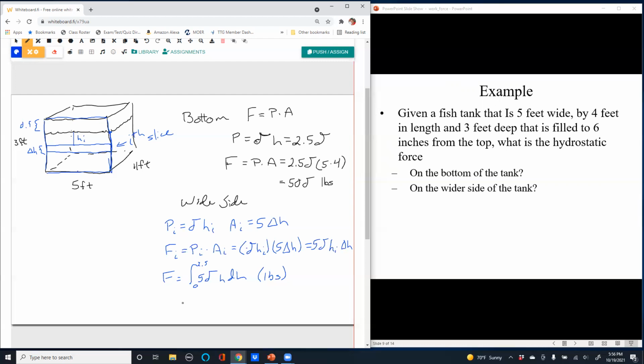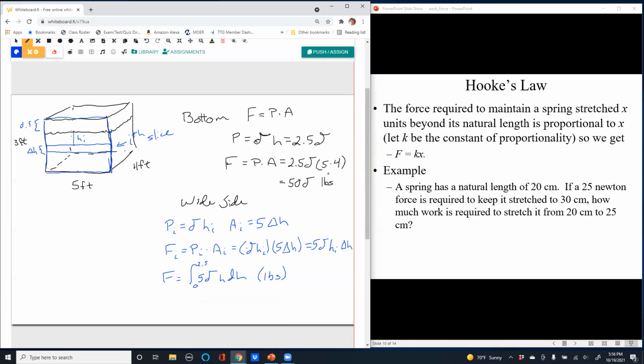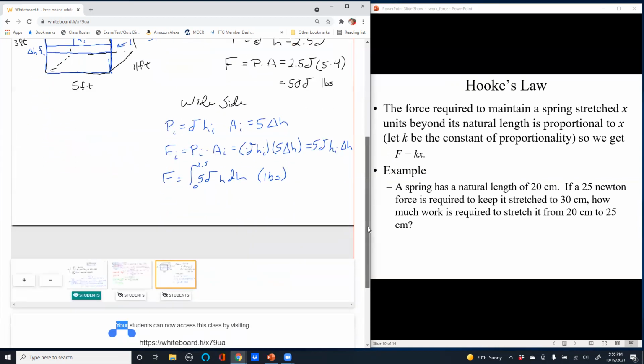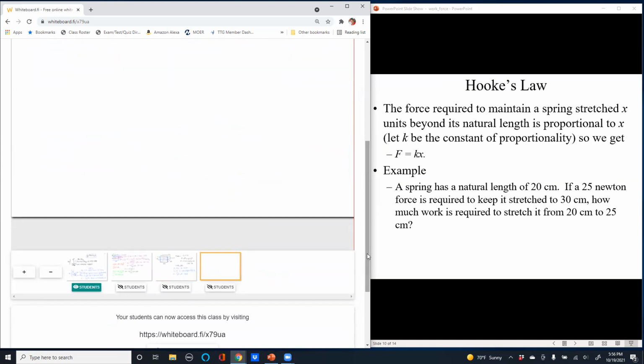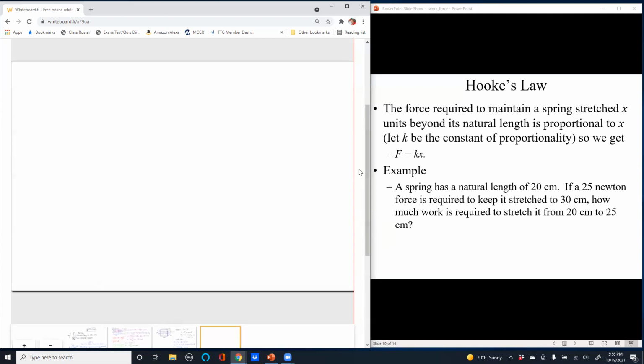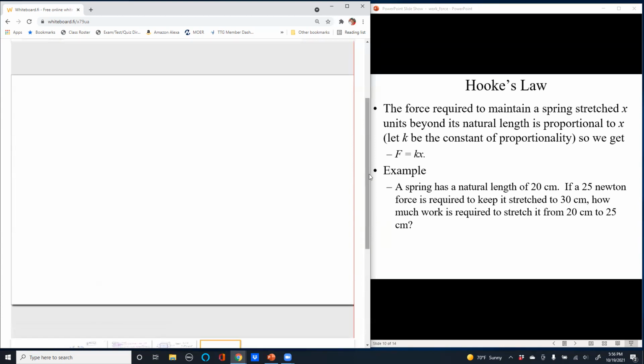All right, let's do some more examples. Change context a little bit. Let's do one here. Hooke's law. Now this one, I'm going to show you where the definite integral comes in and why we need this problem. And this is a good one to talk about units as well.